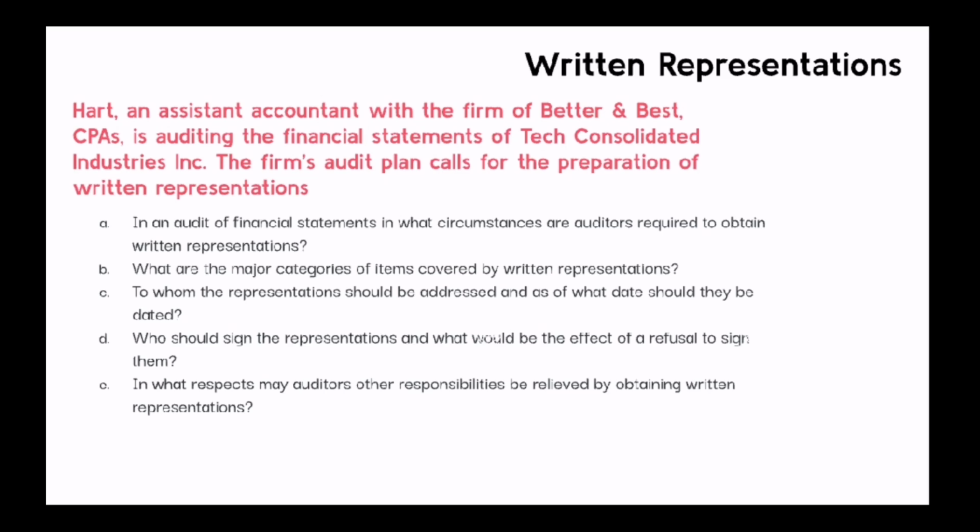A. In an audit of financial statements, in what circumstances are auditors required to obtain written representations? Next, what are the major categories of items covered by the written representations? Next is to whom the representations should be addressed and as of what date should they be dated. Next is who should sign the representations and what would be the effect of a refusal to sign them. And lastly, in what respect may auditors' other responsibilities be relieved by obtaining written representations.